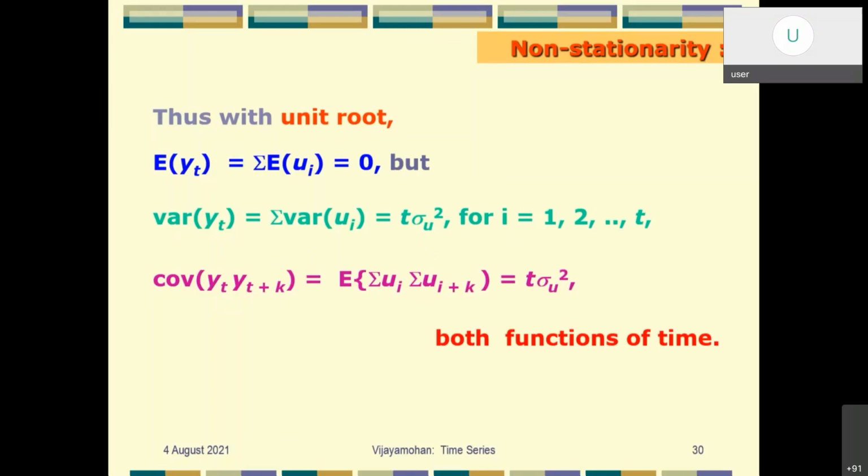Now, the same is the case with the covariance of yt and yt plus k, or t minus k. It is also a function of time. That means the covariance also is increasing over time.